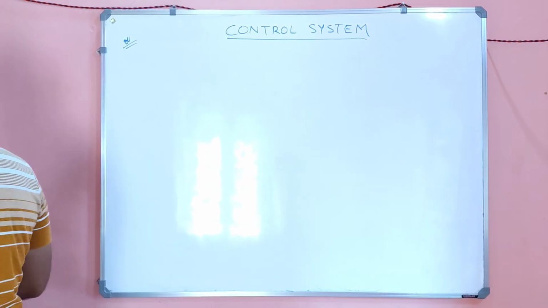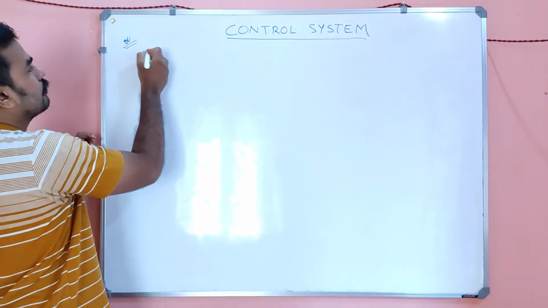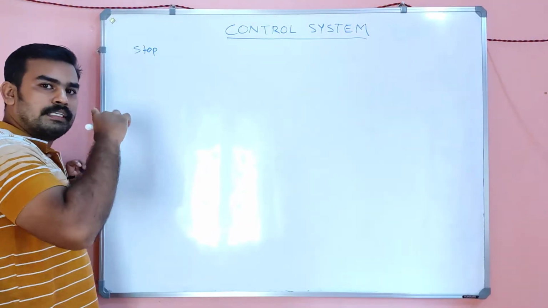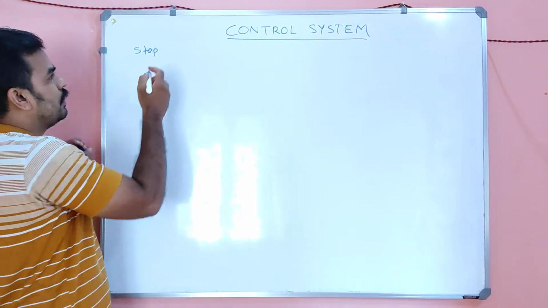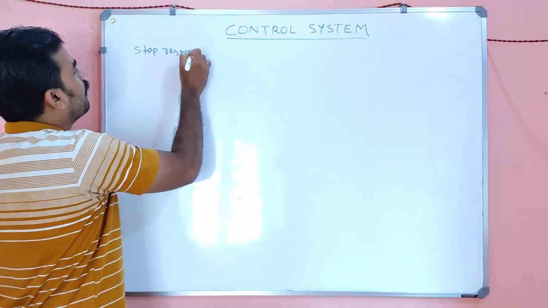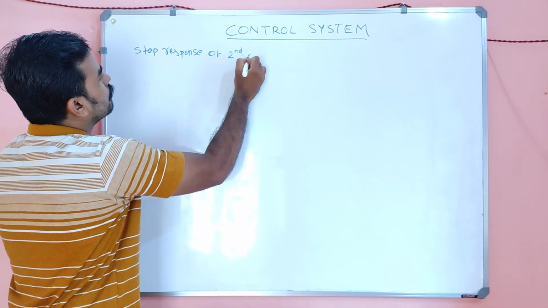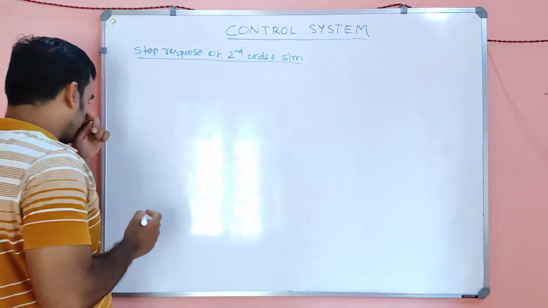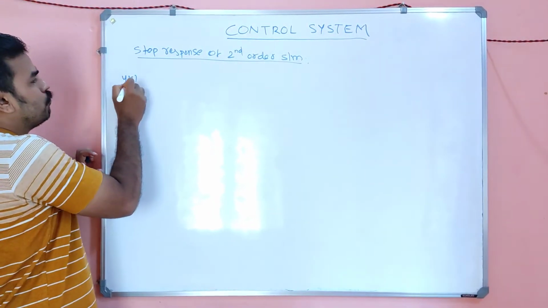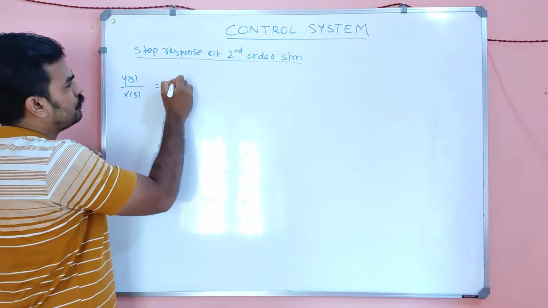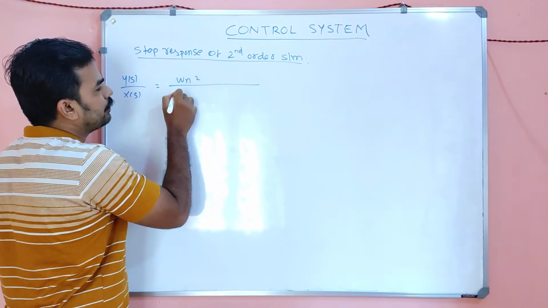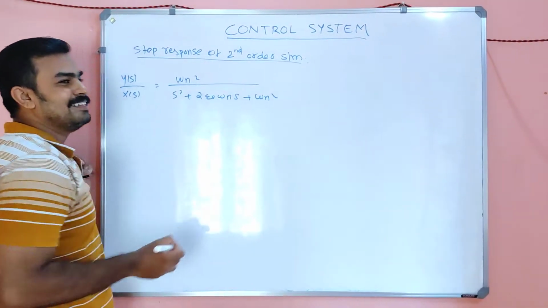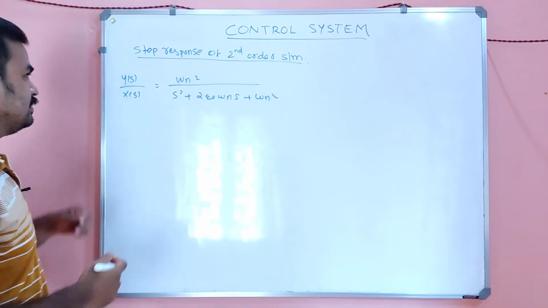Next you have to see step response. Initially we got the impulse response. Now the step response of a second order system. Y of s by x of s is again omega n square whole divided by s square plus 2 zeta omega n s plus omega n square. Repeatedly write this and learn it by heart.